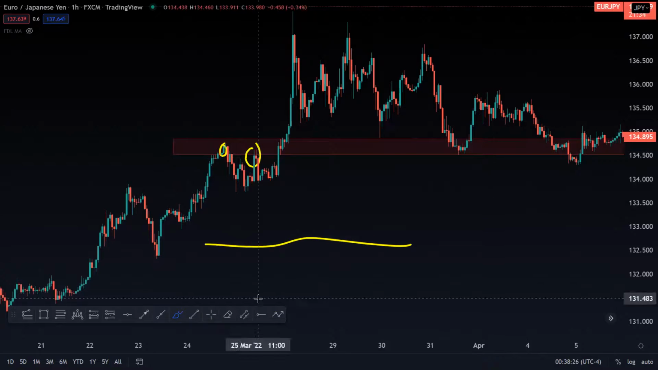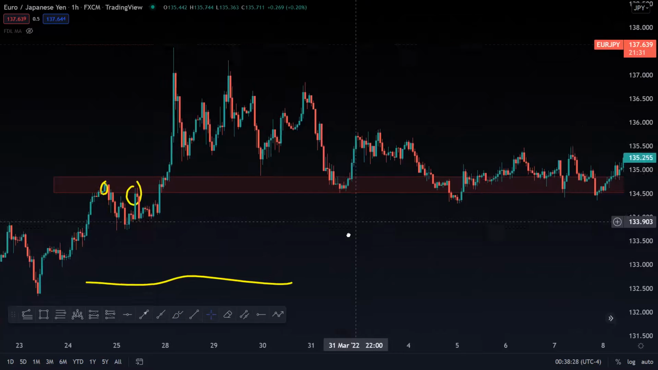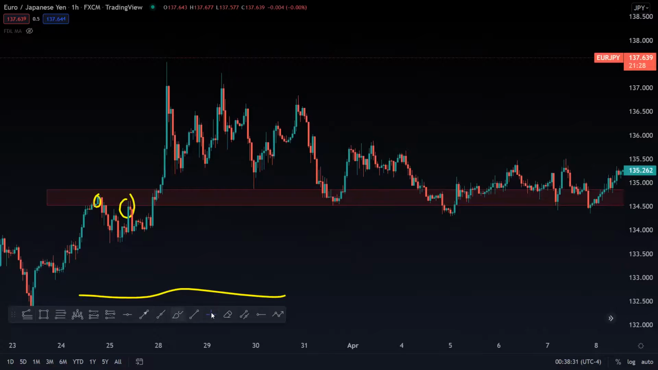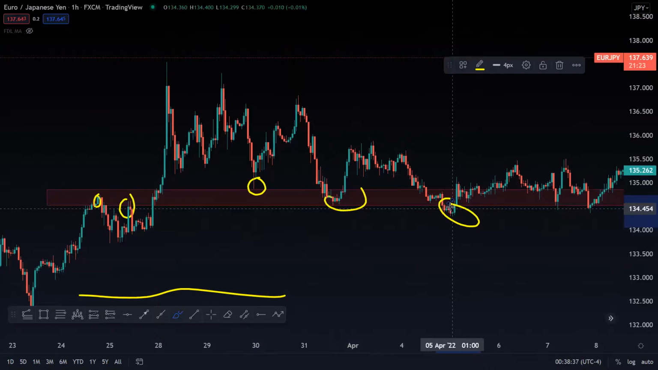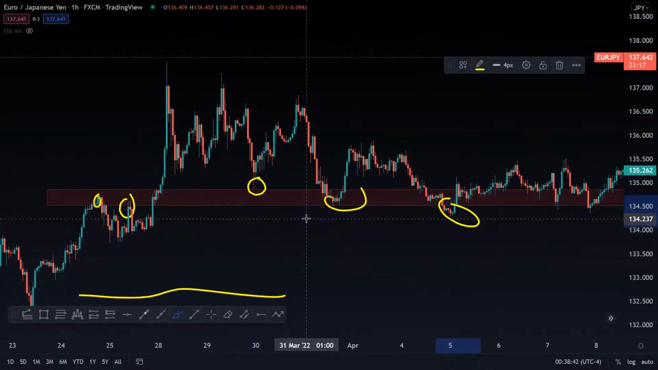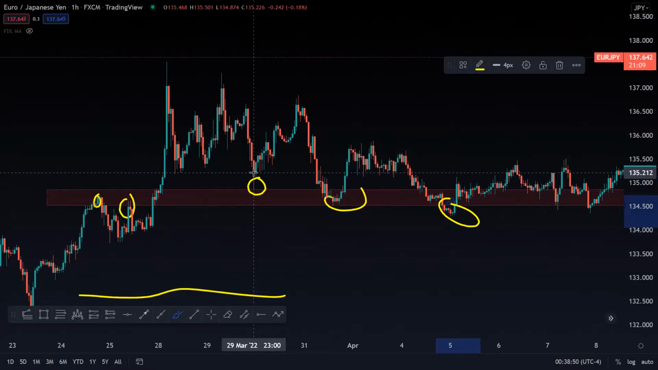And you can see it's now acting as a support. Here, the support actually broke below. There was a fake out, and then it continued to go back up. So this is the highlight of this video: remember that the previous support and resistance can change their role. The previous support can now act as a resistance, or the previous resistance can act as a support as well. So that's it for now.